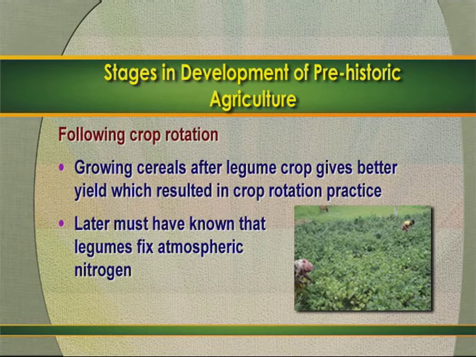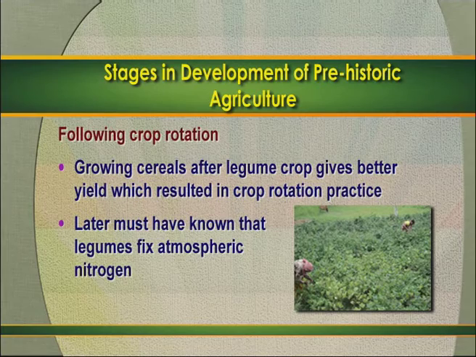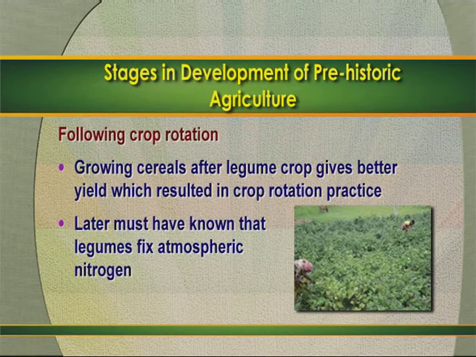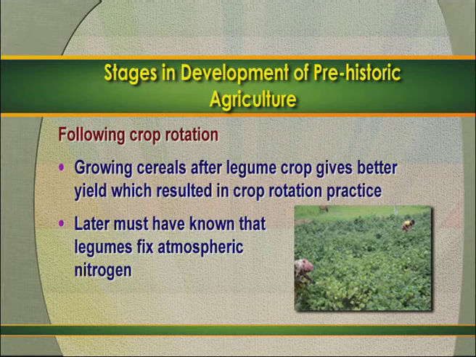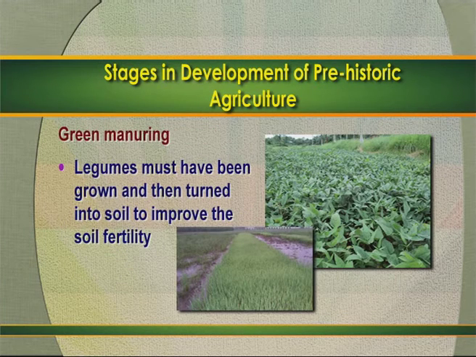Then they started following crop rotation, because they had established villages at that time, and leaving the villages was not possible for them. So, they might have observed that growing cereals after legume crops gave better yield, which resulted in crop rotation practices. Later they must have realized that legume crops fix atmospheric nitrogen, and then they started green manuring, growing legumes and turning them into the soil to improve soil fertility.